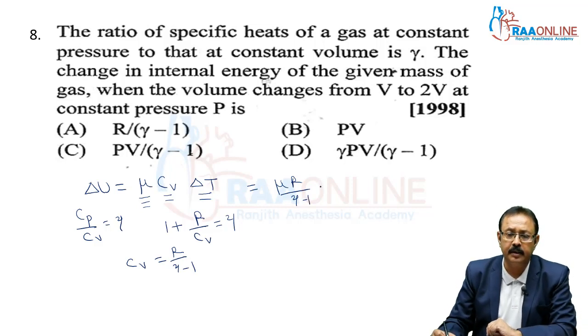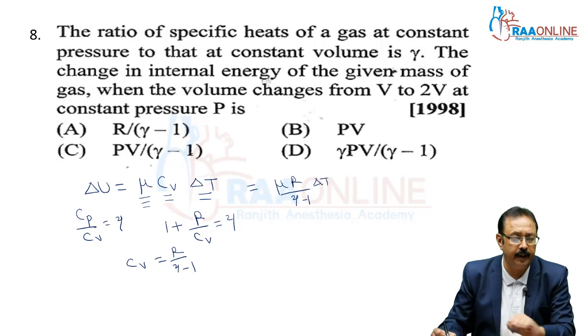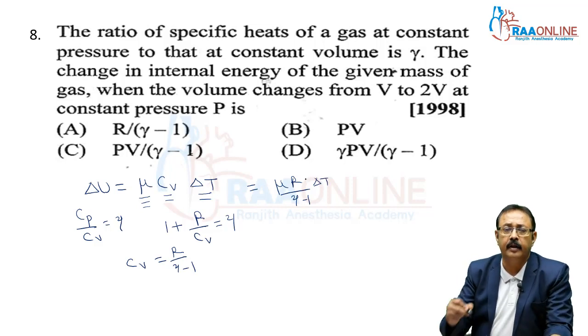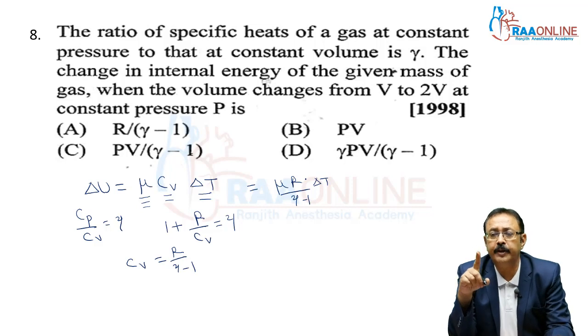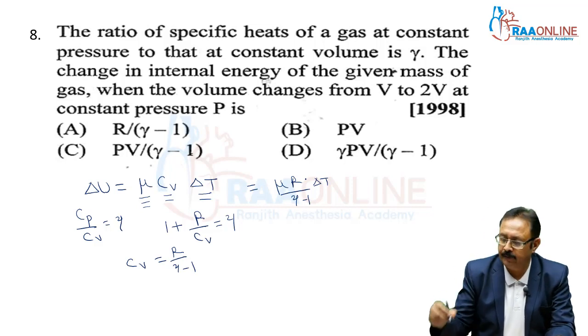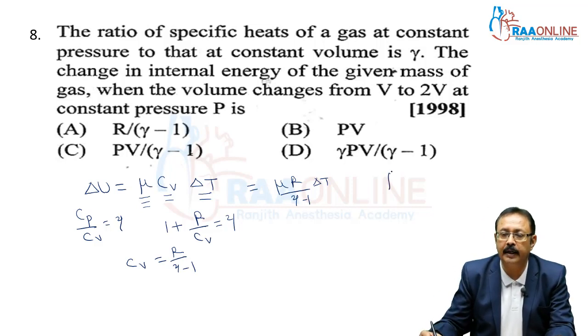Delta T means change in temperature. And what is given to us? Change in temperature we can calculate from the change in volume, from V to 2V. We know the gas equation, PV is equal to mu into RT.